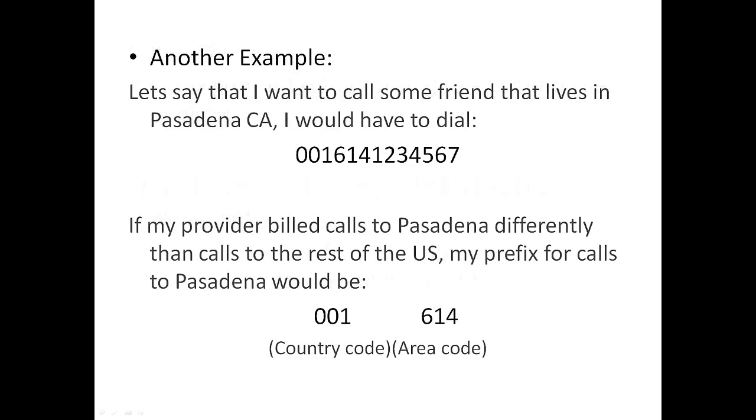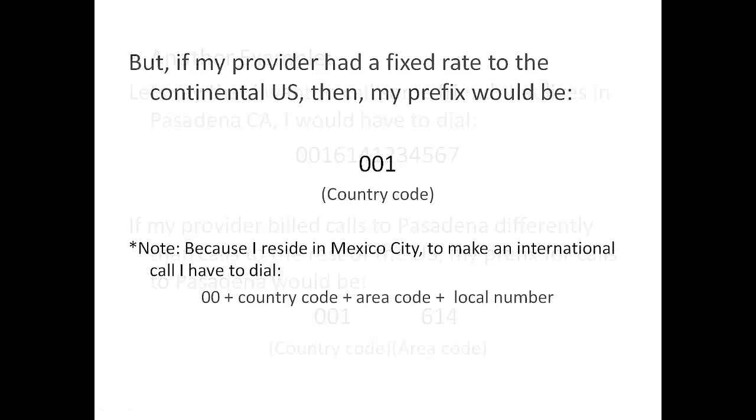Here we have another example. Let's say that I want to call some friend that lives in Pasadena, California. I will have to dial 001-614 and the number of my friend. If my provider bills calls to Pasadena differently than calls to the rest of the US, my prefix for calls to Pasadena would be 001-614, which is the country code and the area code. But if my provider had a fixed rate to the continental US, then my prefix would be 001.